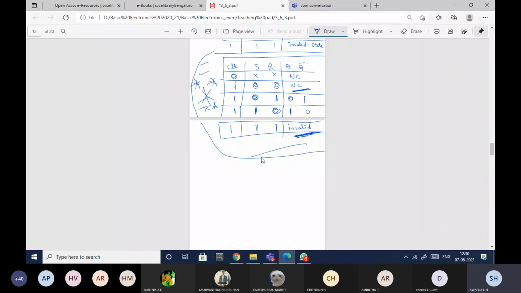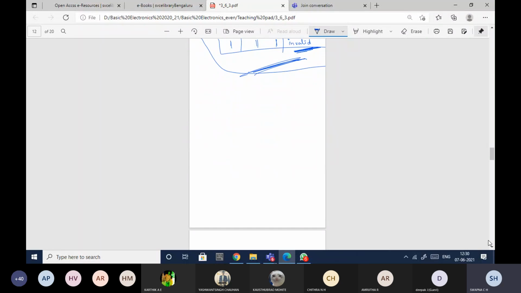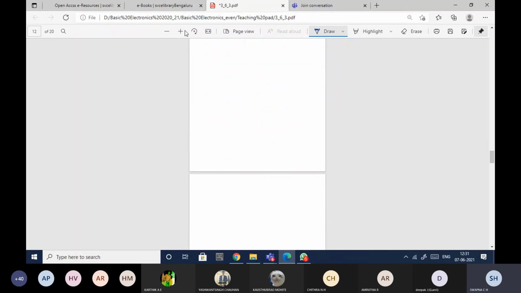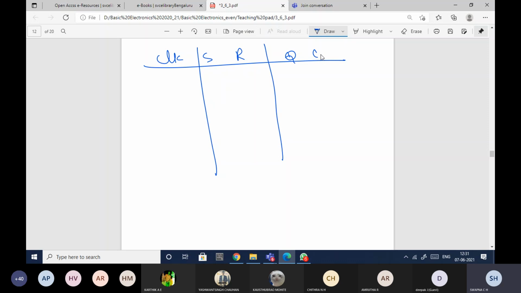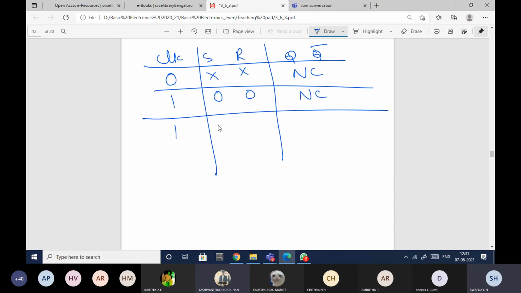Okay. So this tabular column is very important. I'll write it once again for your sake: Clock, S, R, Q, Q bar. Clock is equal to 0, whatever the S and R values might be, the next state will not change. Clock is equal to 1, S and R inputs are 0, 0, then also no change.